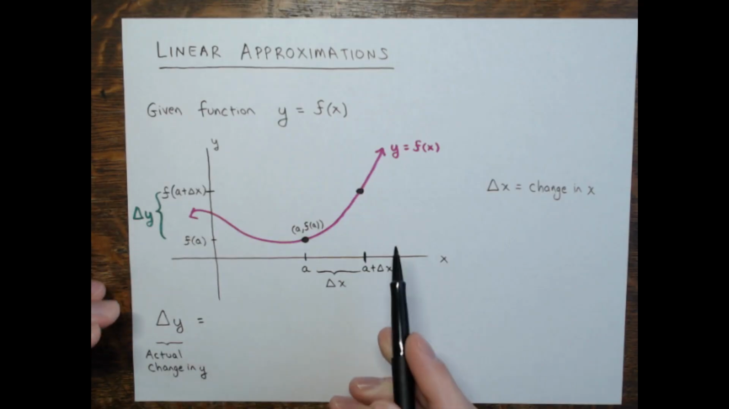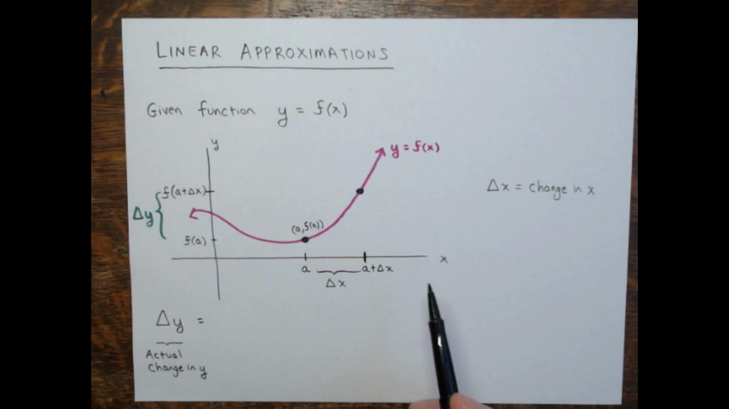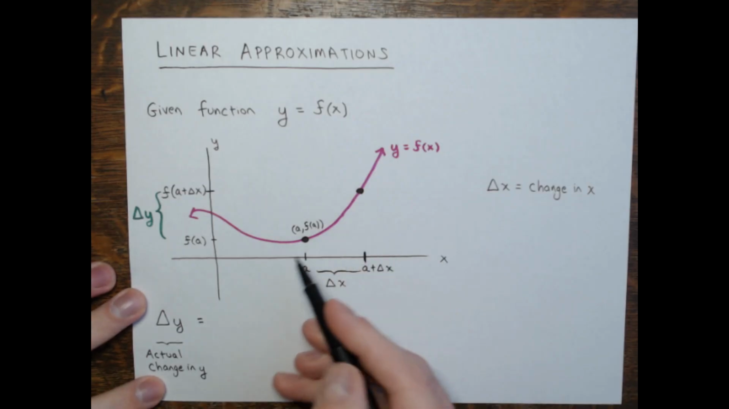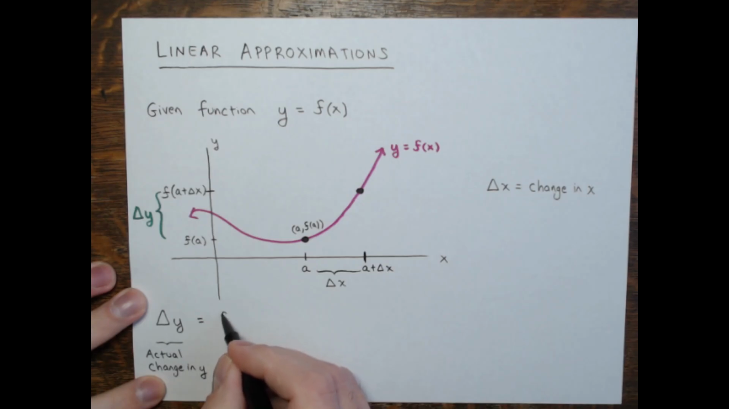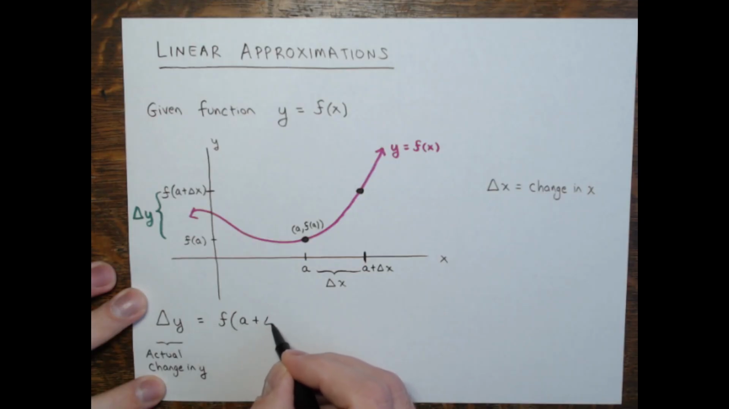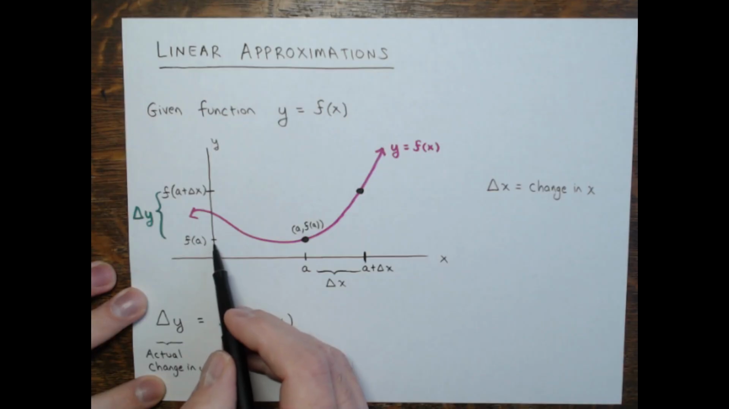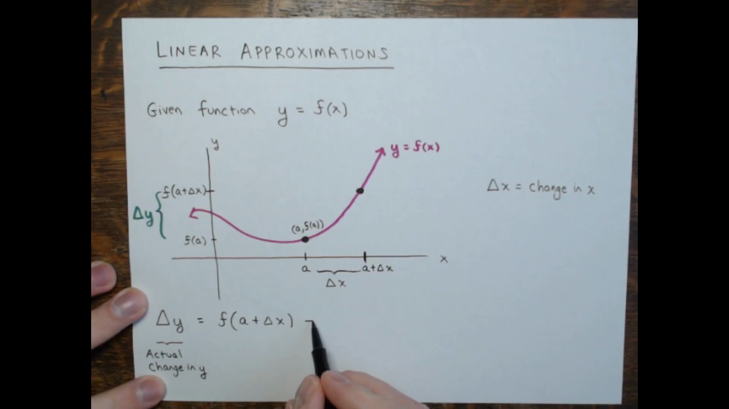And the way we would normally calculate this is I would take the value of y at the end, so the value of f at this a plus delta x input, and then we'll subtract the value of the y coordinate at the beginning. So then minus the value of f at a.